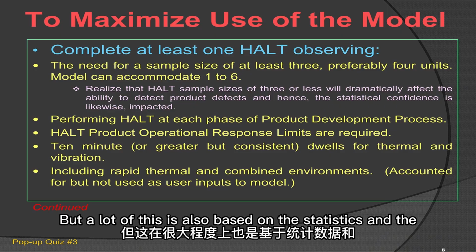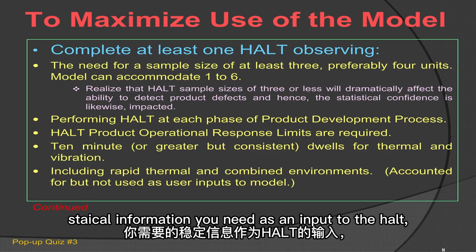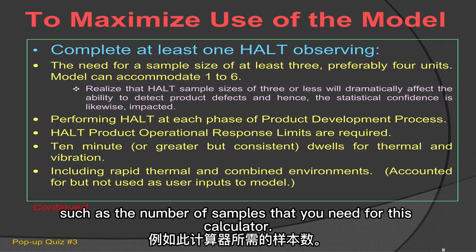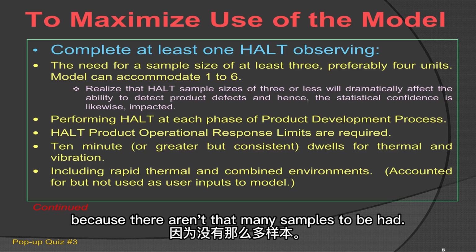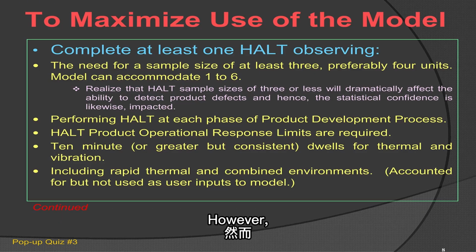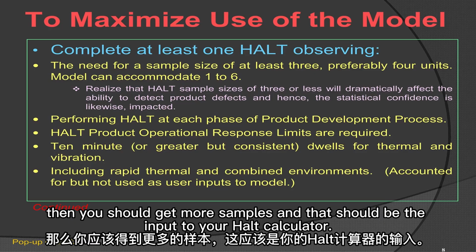But a lot of this is also based on the statistics and statistical information you need as an input to the HALT, such as the number of samples that you need for this calculator. Quite often at our lab, we don't get that many samples early in the development cycle because there aren't that many samples to be had. However, what we recommend is when you get later in the development cycle, then you should get more samples, and that should be the input to your HALT calculator.